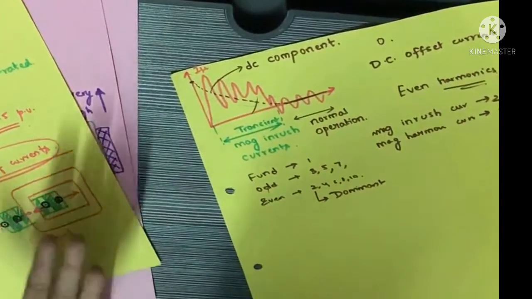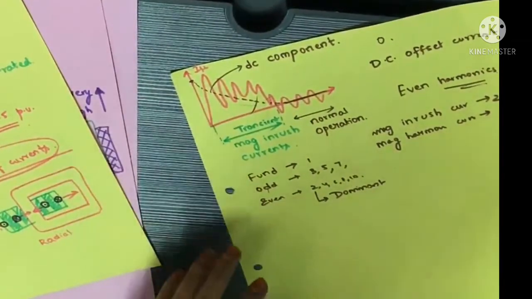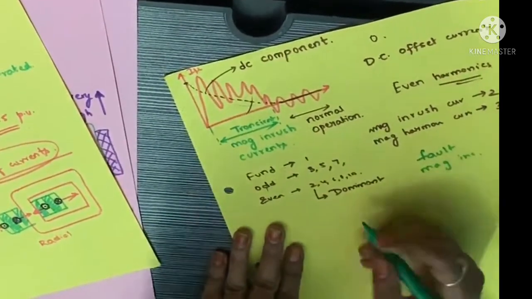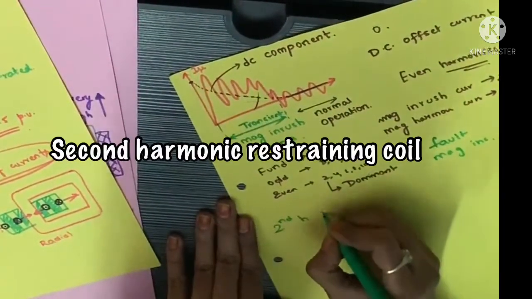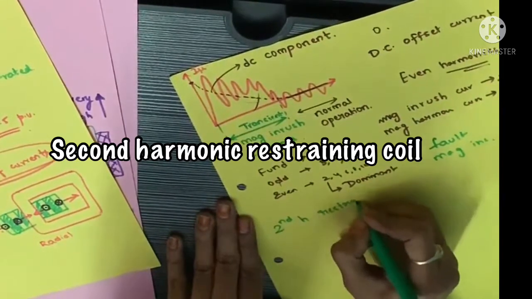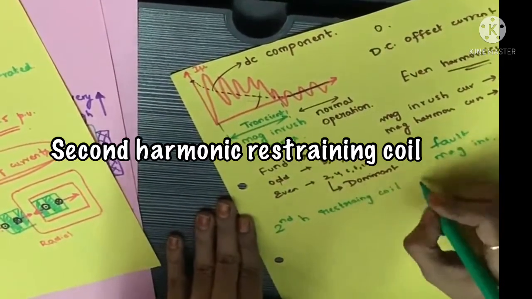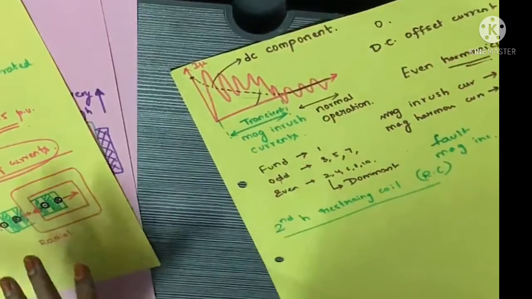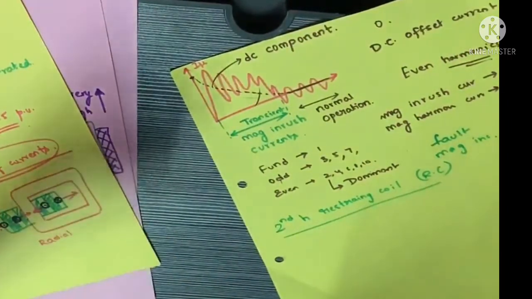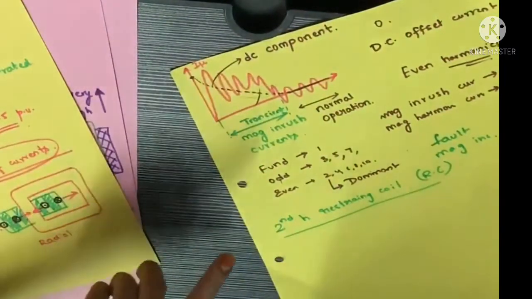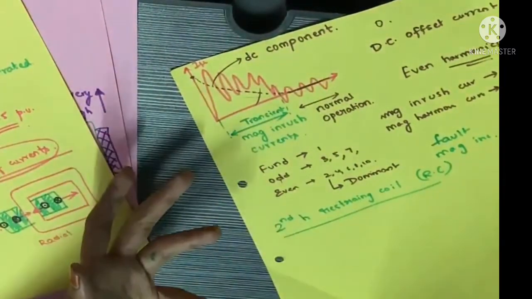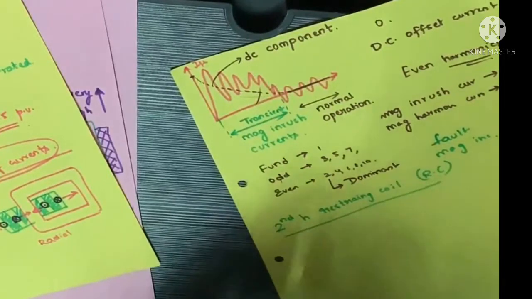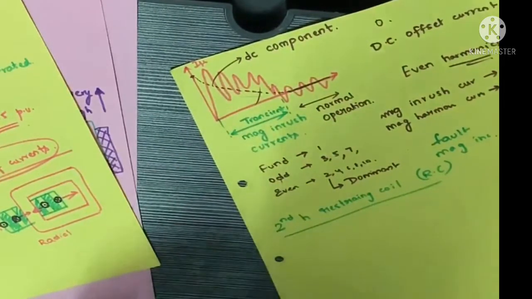Hence, we should design the protection circuit in such a way that it can distinguish between fault current and this magnetic inrush current by using a second harmonic restraining coil, which I call RC. This is used for biasing. The fault currents do not contain the harmonics, whereas the magnetic inrush currents contain the second harmonic dominantly. So the second harmonic restraining coil offers less impedance to the flow of the second harmonics. Hence, it is energized due to these second harmonic currents, and tripping does not take place during the transient.